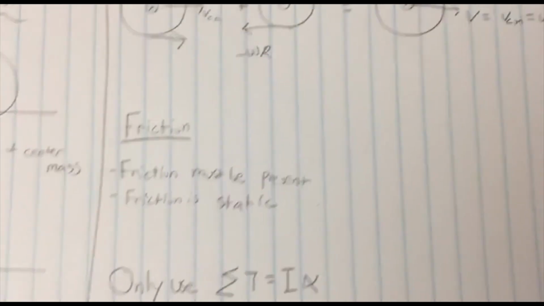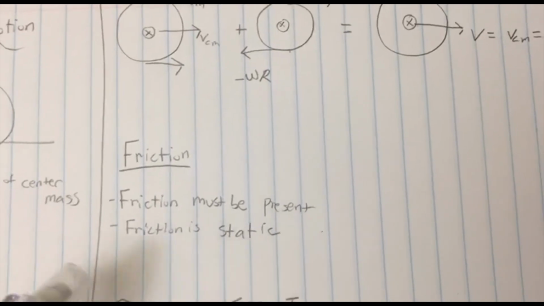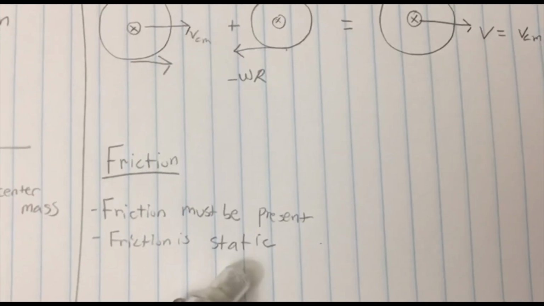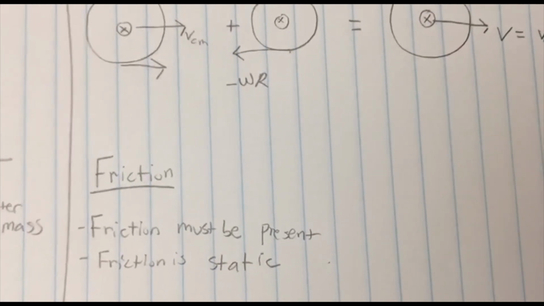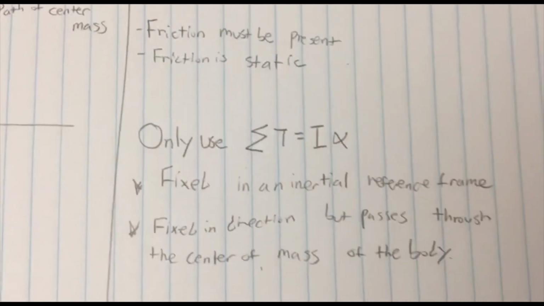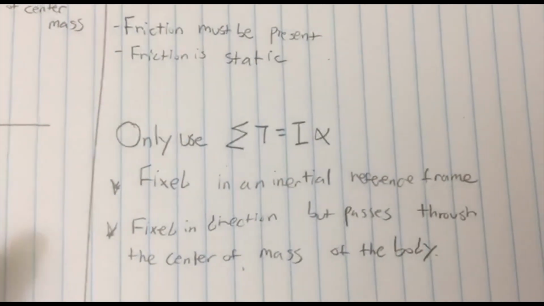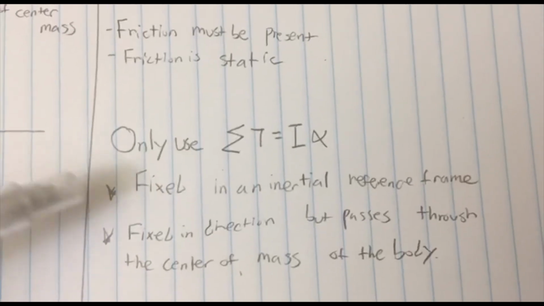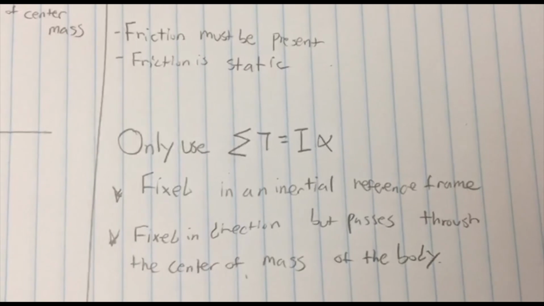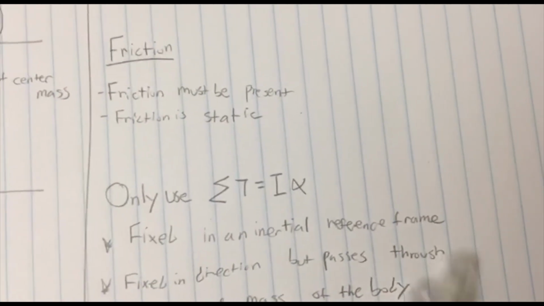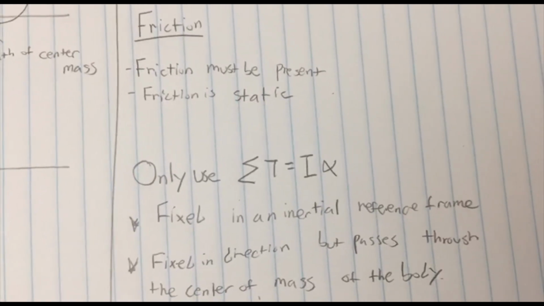What is important to know in rolling without slipping is that friction must be present, and friction is static. That is why rolling without slipping occurs. And in order to use this equation, there are two conditions: the axis has to be fixed in an inertial reference frame, and it has to be fixed in direction but pass through the center of mass of the body.